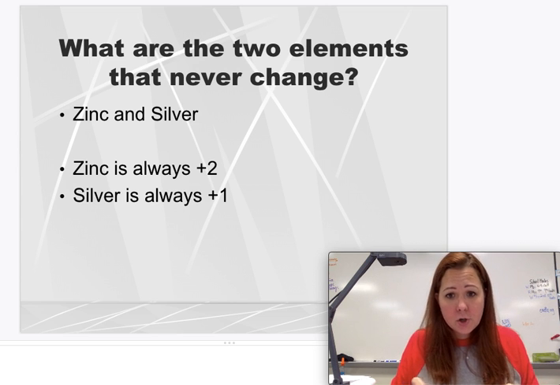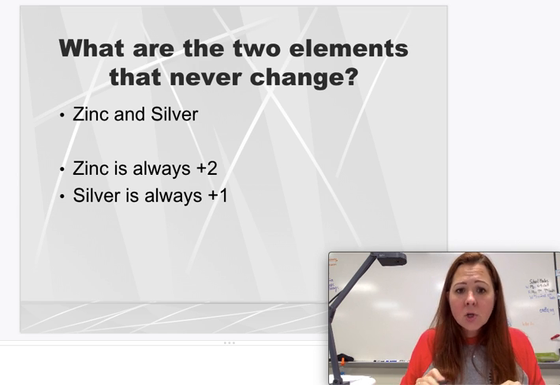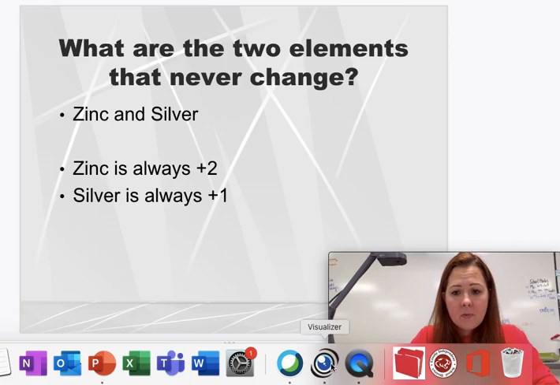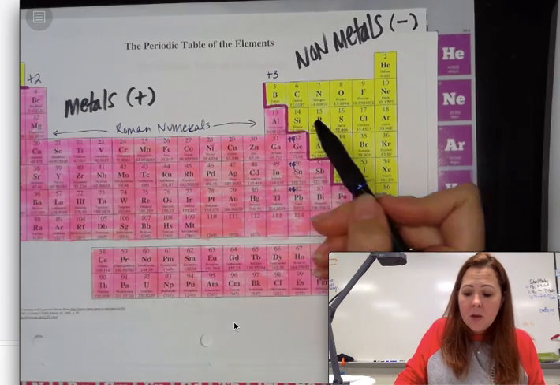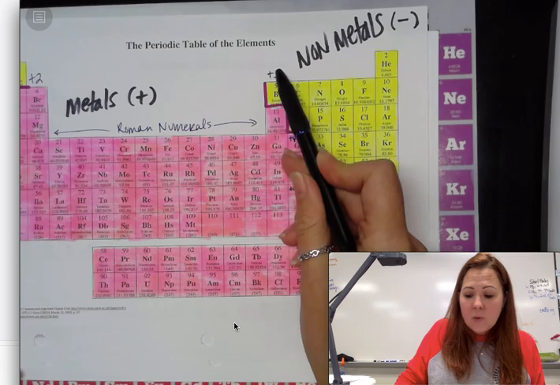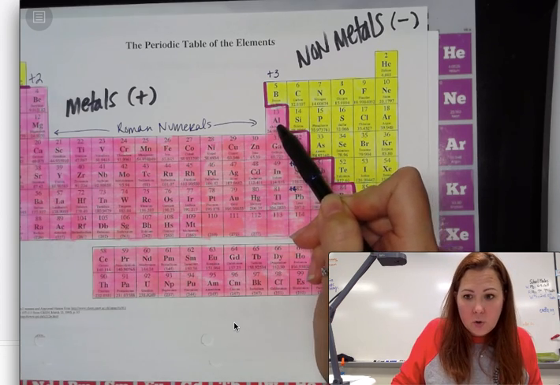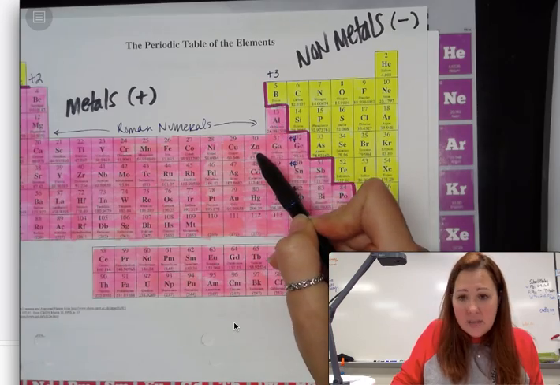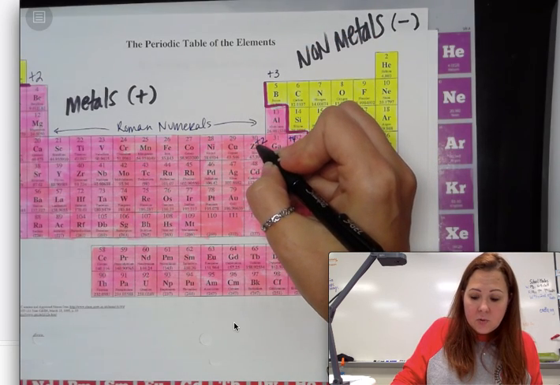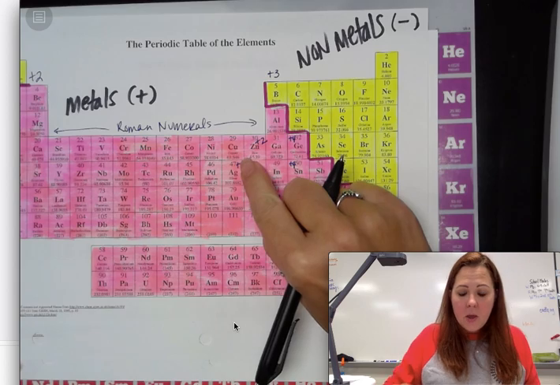Silver always has a +1 charge. There's no other format or combination with those at all whatsoever. So zinc is always +2, silver is always +1. When we look at the periodic table, their placement kind of helps remind you of that. So aluminum is here, zinc is here, silver's here. Aluminum is a representative element. It always has a +3 charge. So it doesn't get Roman numerals because it's just aluminum. Aluminum is always +3. Zinc is +2. So +3, +2, hey, silver's +1. So they're kind of all in a row, 3, 2, 1.